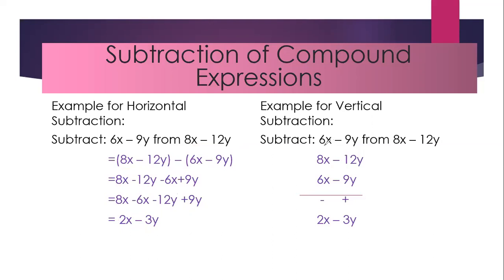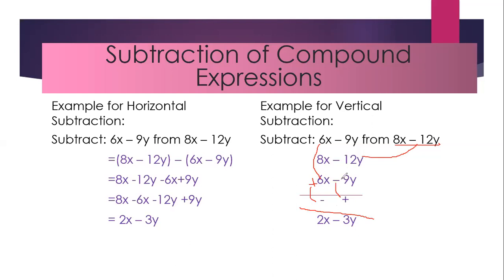What about the vertical subtraction? First, you have to copy down this compound expression, then the second compound expression. Okay. Now there must be the line over there. Now here, because this is the sign of plus, if nothing is mentioned, that means this is a sign of plus. So it will be converted into minus, and this minus will be converted into plus.